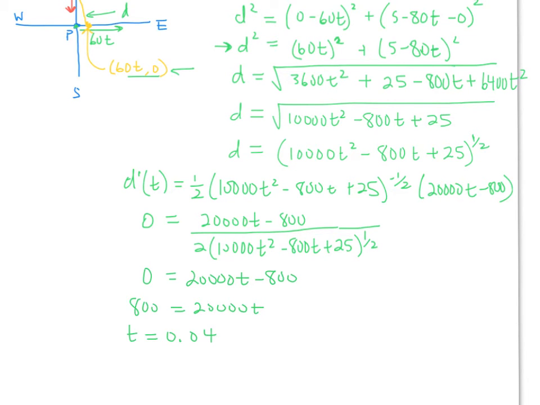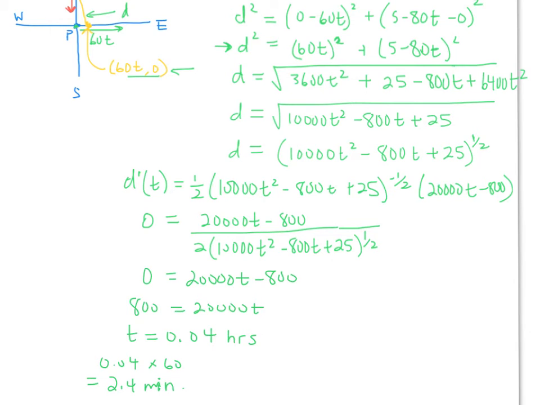0.04 here. Now that's in hours, because we defined time to be in hours so that we could work with our kilometers per hour. We're going to change that into minutes because that doesn't mean a whole lot when we go to explain it. So let's just do 0.04 times 60, because there's 60 minutes per hour, and that's going to give us 2.4 minutes. So after 2.4 minutes, they're going to be closest to each other, the truck and the car.